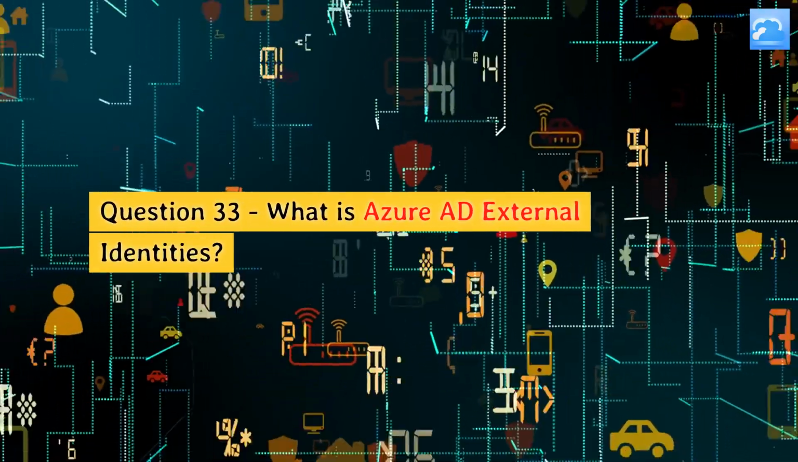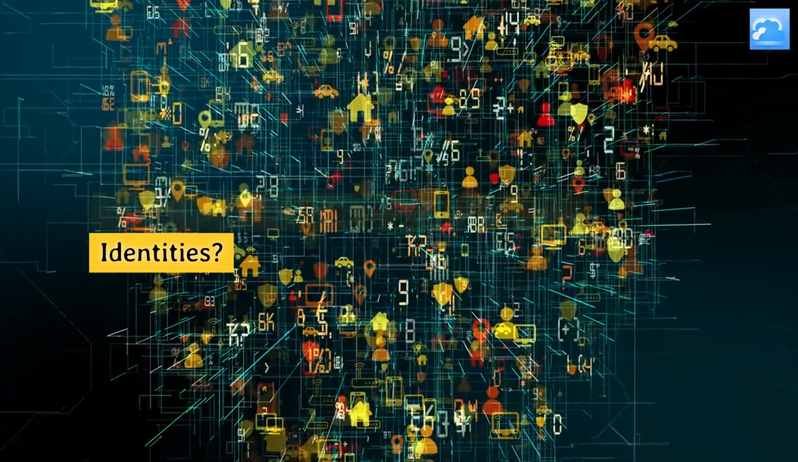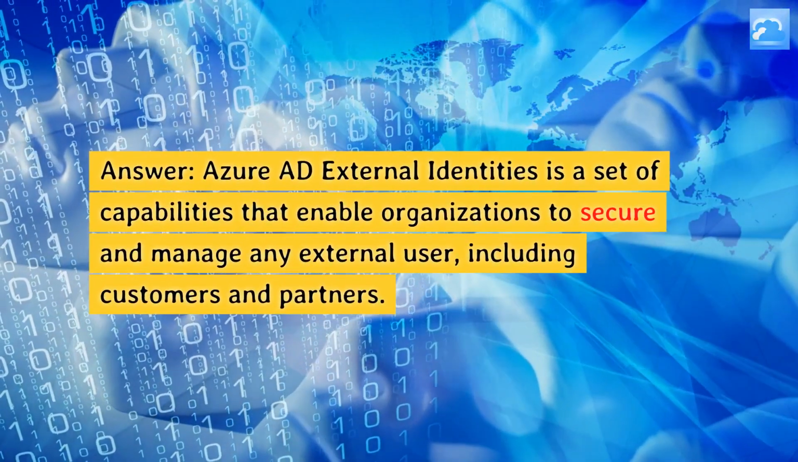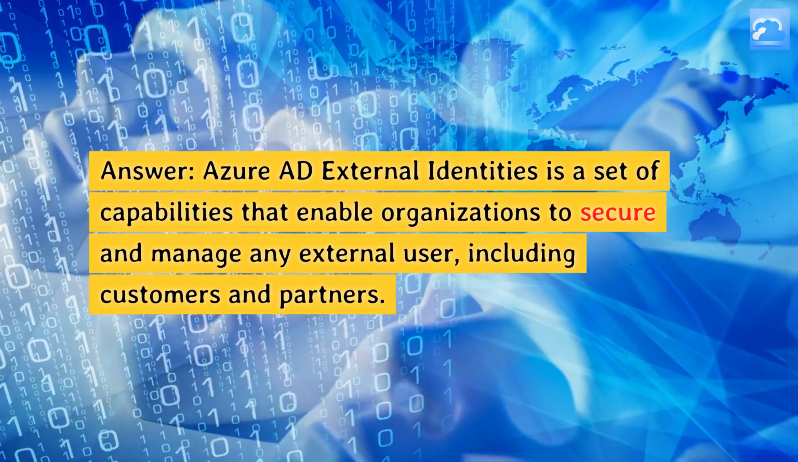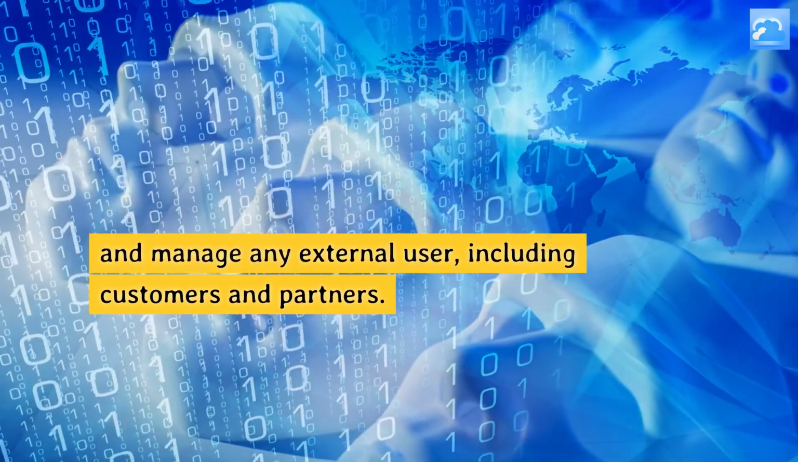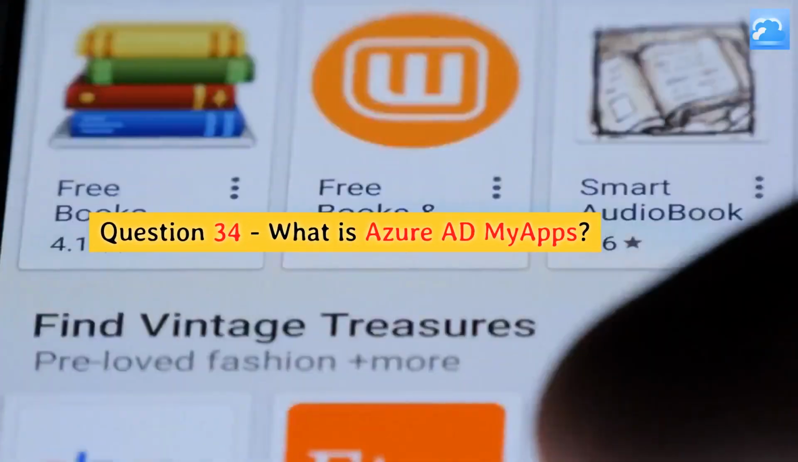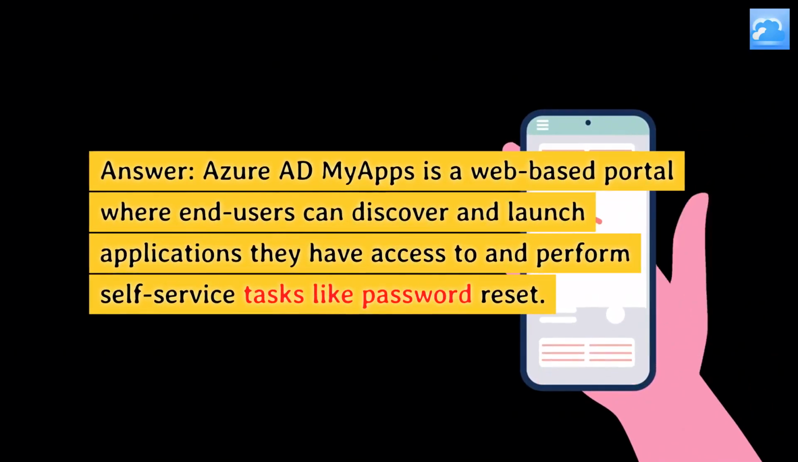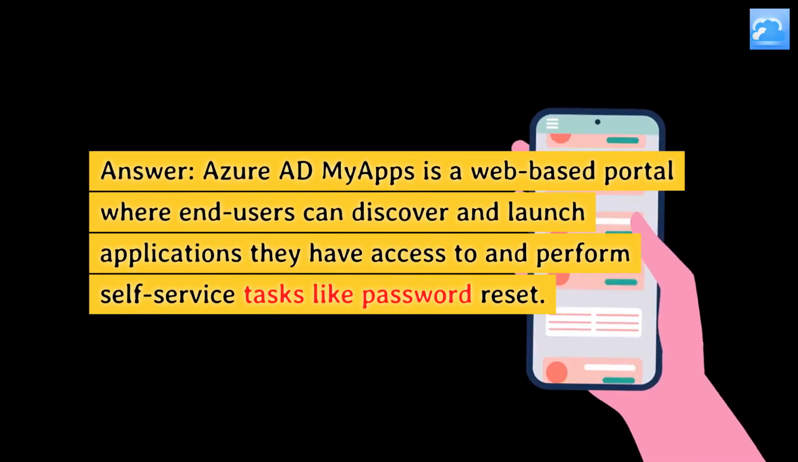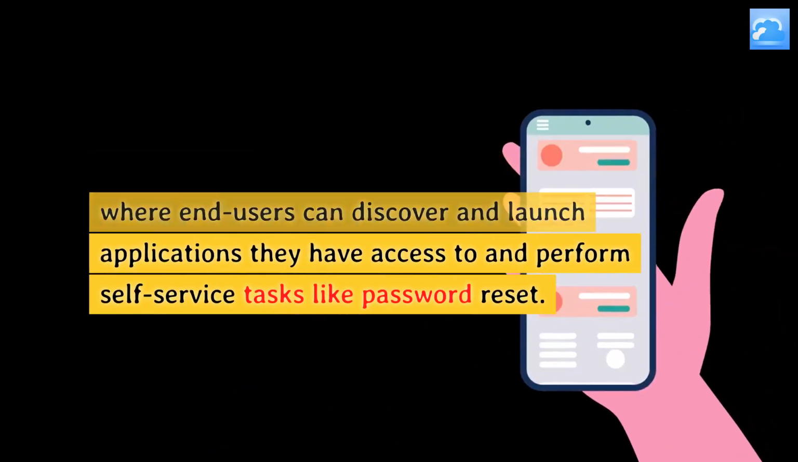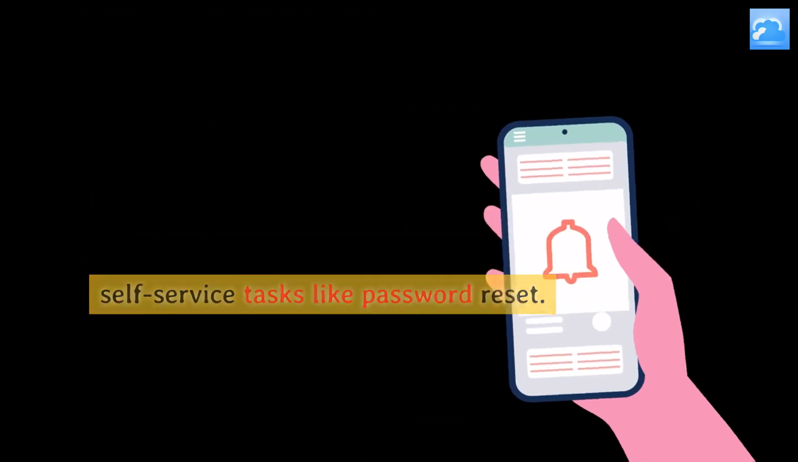Question 33. What is Azure AD External Identities? Answer: Azure AD External Identities is a set of capabilities that enable organizations to secure and manage any external user, including customers and partners. Question 34. What is Azure AD My Apps? Answer: Azure AD My Apps is a web-based portal where end users can discover and launch applications they have access to and perform self-service tasks like password reset.